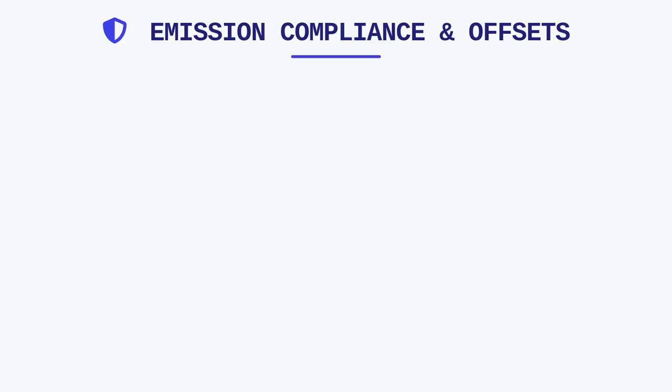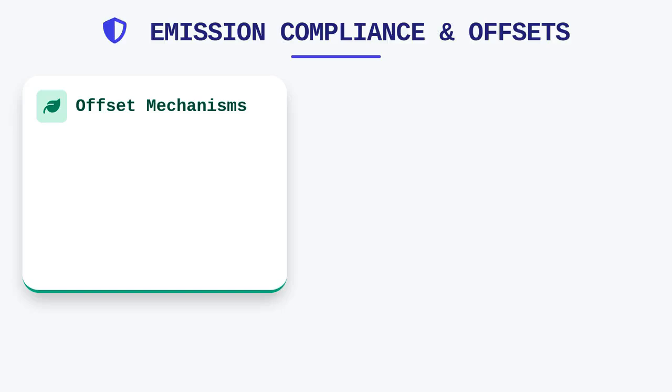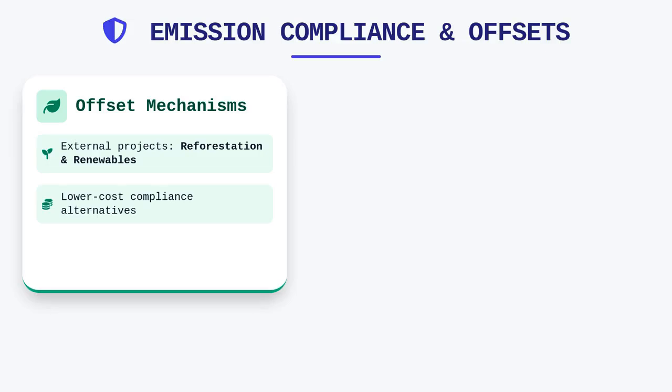Integration of offsets and rigorous compliance enforcement remain the final pillars that ensure these systems stay grounded in real emission reductions. Offset mechanisms allow organizations to fulfill a portion of their compliance obligations by funding external projects that sequester or reduce emissions, such as reforestation or renewable energy installations. While these can provide lower-cost compliance alternatives, they inherently introduce risks regarding the additionality and permanence of these external reductions, which is why regulators impose strict criteria for which project types qualify.